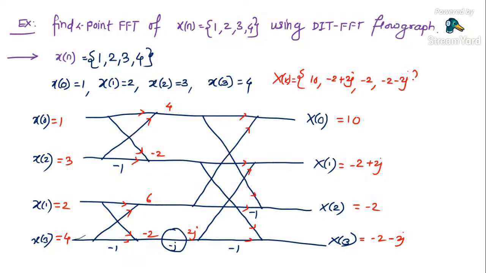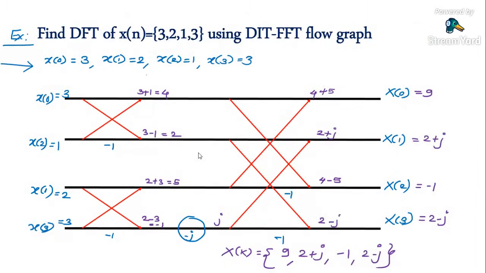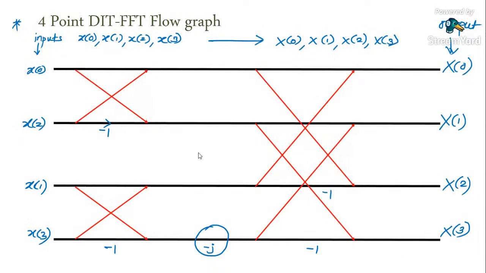minus 2j. So this is the well-known answer, and we have solved this by using the 4-point FFT method, DIT FFT method, where x of k is 10, minus 2 plus 2j, minus 2, minus 2j. So the answer we got with this is the same answer we got with the DFT matrix. So this is how the DIT FFT flow graph can be used for calculation of FFT. Okay, so this is the method to solve this.